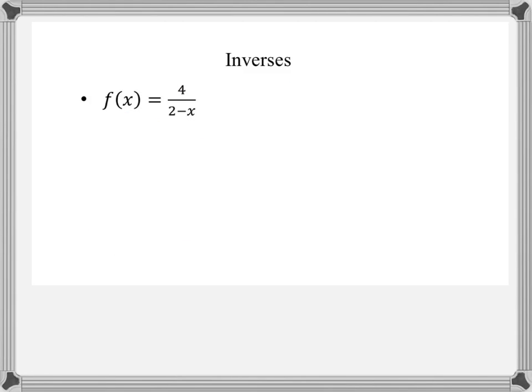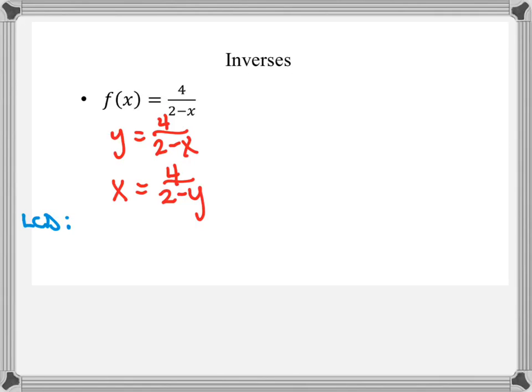Let's look at one more. So here we have f of x equals 4 over 2 minus x. We'll change f of x to y, so y equals 4 over 2 minus x. We will swap x and y. X equals 4 over 2 minus y. So we could solve this as a proportion and figure out y, or we could get rid of the fraction by finding the LCD. The LCD is 2 minus y. So we will multiply both sides by 2 minus y.